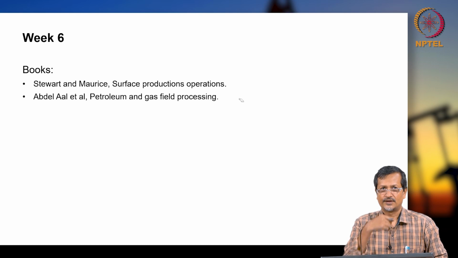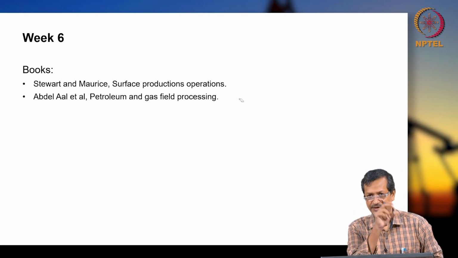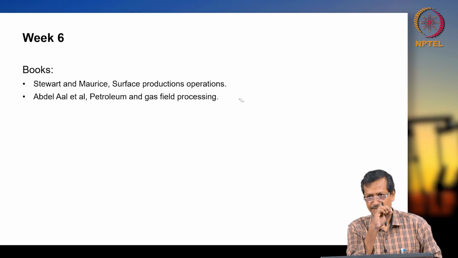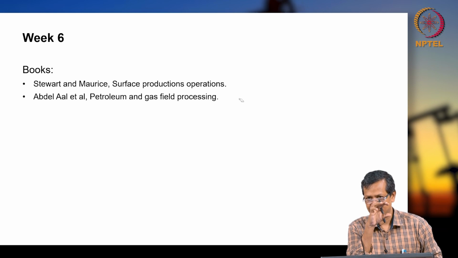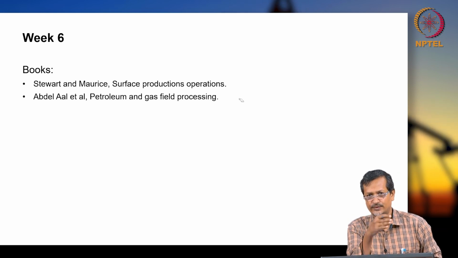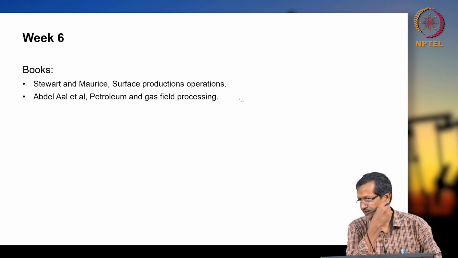Good morning. We started crude oil emulsion treatment in week 5, and week 6 we are also continuing. In week 5 we saw the gun barrel, heater treater and electrostatic separator system. This week, the 6th week, we are discussing the sizing mathematical calculation part. Last week we saw the basic formulation.